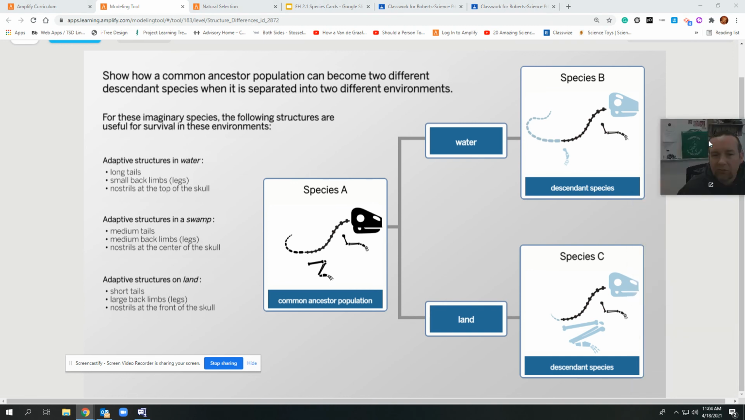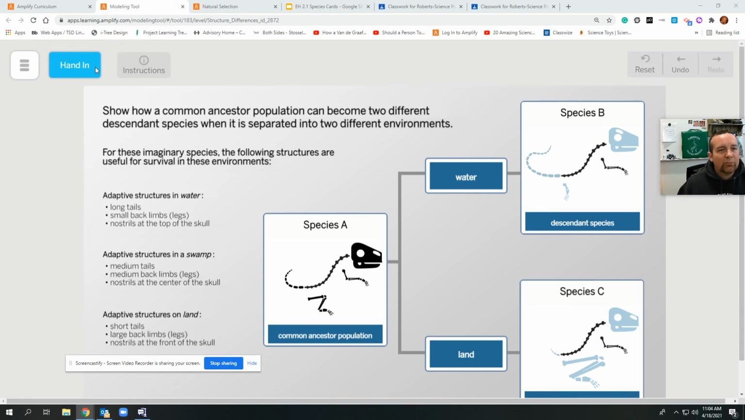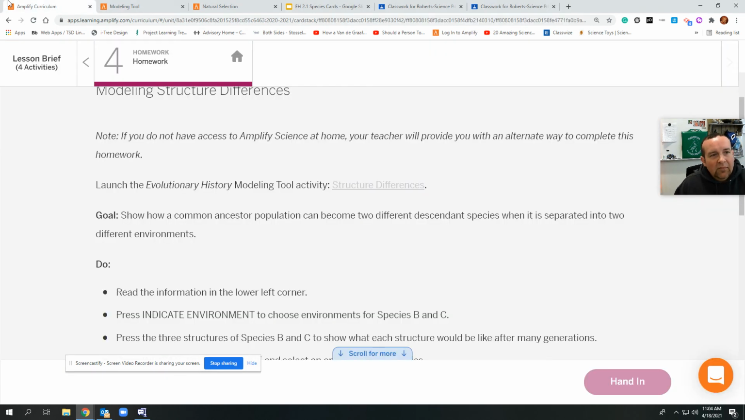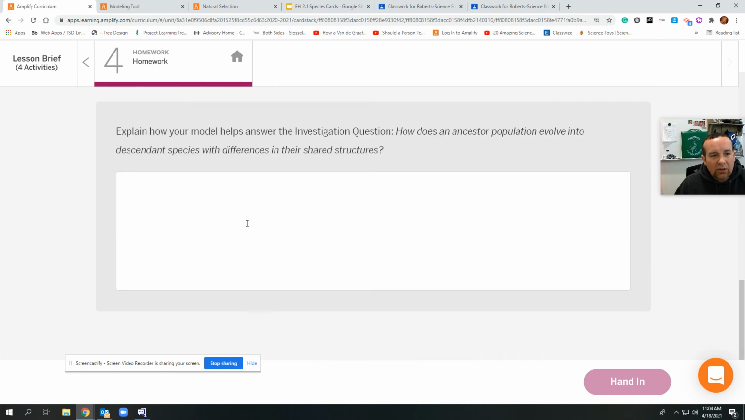And there we go. So now we've modeled basically how one species can start in one way, but with environmental pressures over several generations, they can adapt different changes. All right, friends, push that hand in button and answer this question right here. Explain how your model helps answer the investigation question. Then push the hand in button down here, and then you are done.